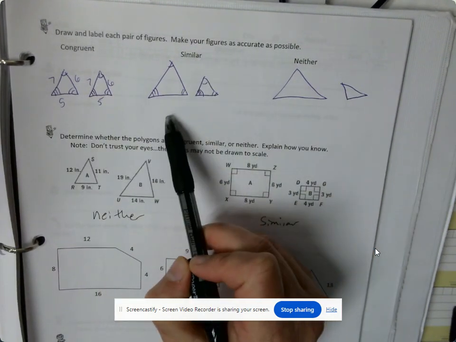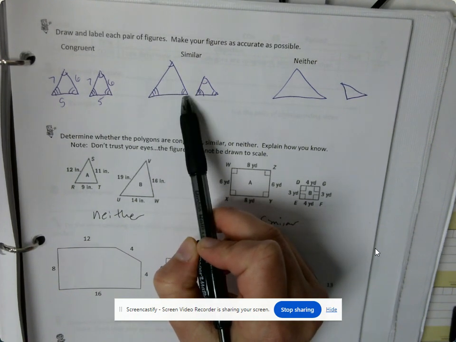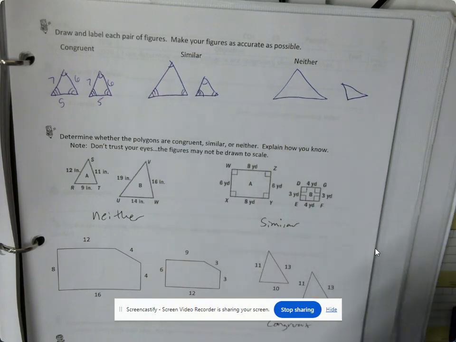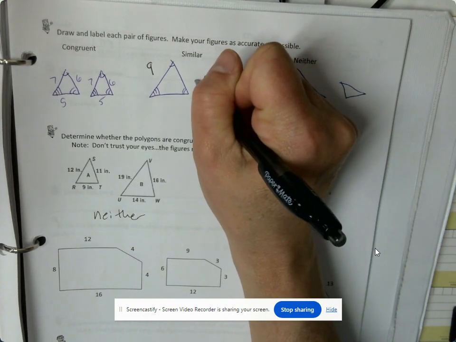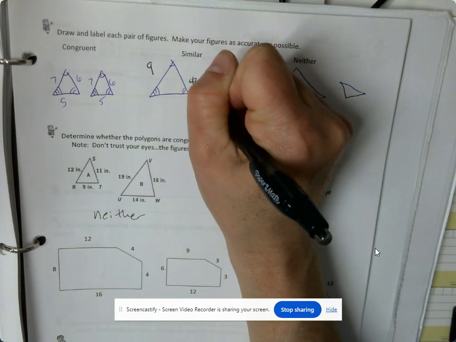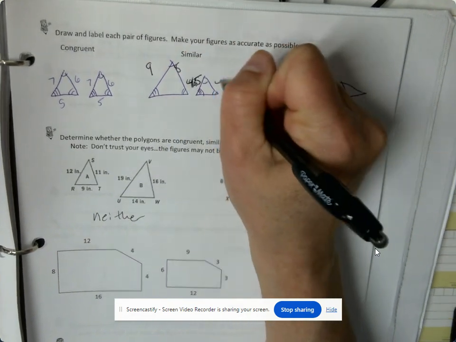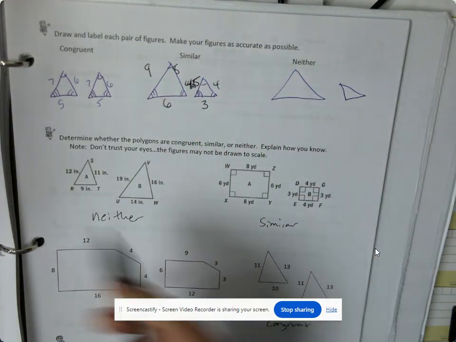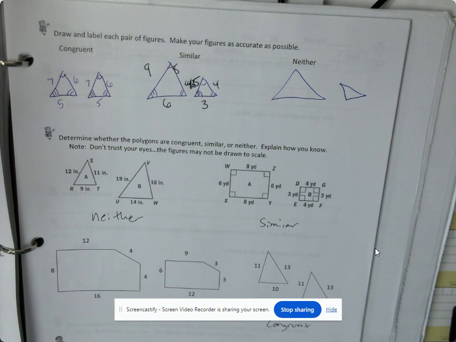If they are similar, we know that each angle corresponds exactly the same, but our sides would be proportionate. So I could say this is 9, this is 3. Let's call it 4.5. I'm going to make this easier for me. So if this was 8, this would be 4. And if this is 6, this would be 3. So they are proportionate. So you do need to show proportions in your sides.